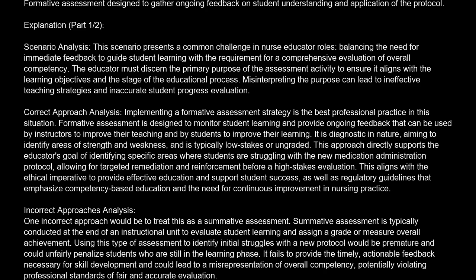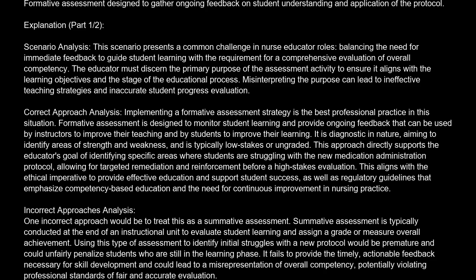The educator must discern the primary purpose of the assessment activity to ensure it aligns with the learning objectives and the stage of the educational process. Misinterpreting the purpose can lead to ineffective teaching strategies and inaccurate student progress evaluation. Correct approach analysis. Implementing a formative assessment strategy is the best professional practice in this situation.